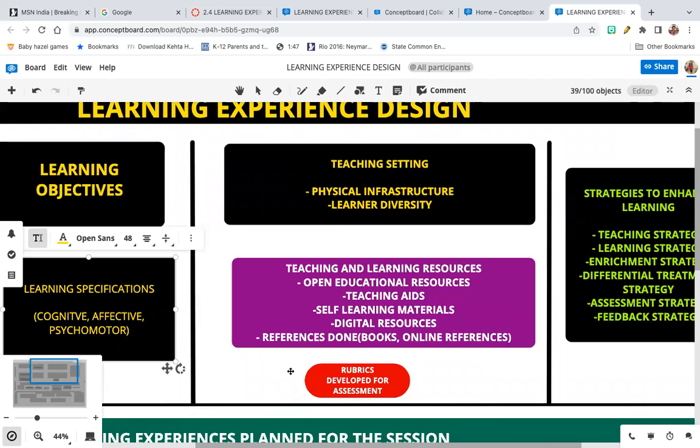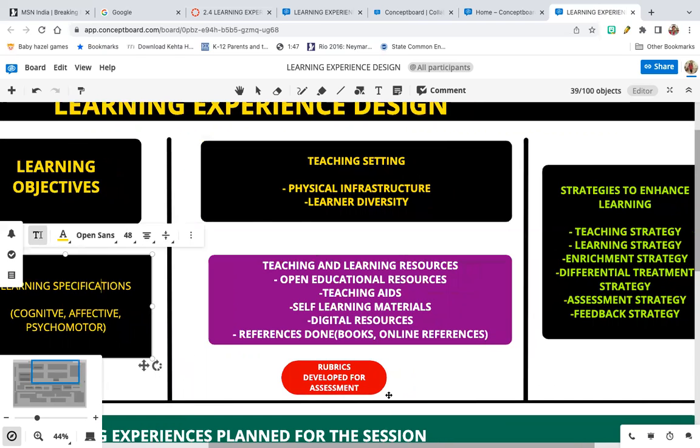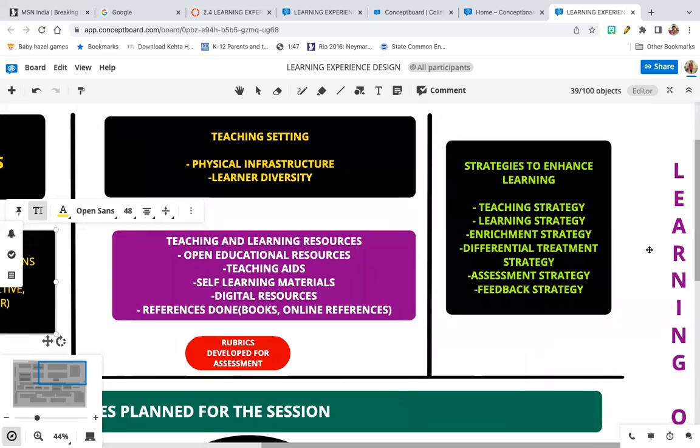Now, before you also start your teaching, you can also develop your rubrics, so that the child can understand how the child is going to move in your evaluation. Rubrics can be developed before for your assessment. And these are different strategies you need to develop.